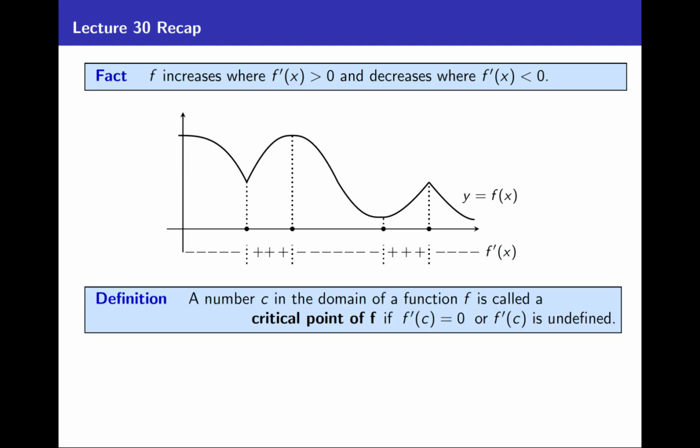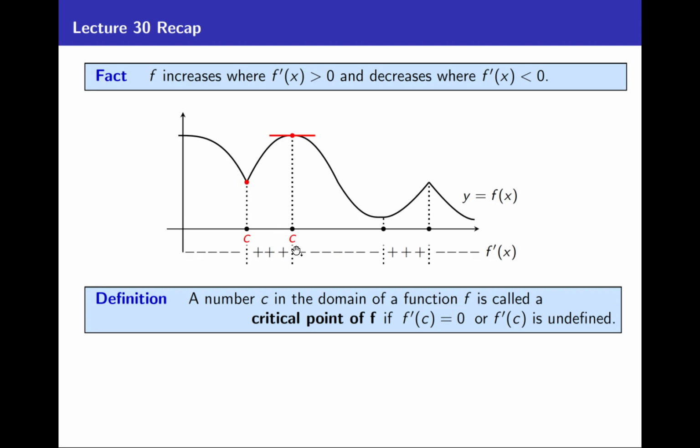We had a big definition. A critical number c in the domain of a function f is called a critical point of f if either f prime of c equals 0 or f prime of c is undefined. So for instance, this number c right here is a critical point because f prime of c is undefined. There's no tangent line right there.